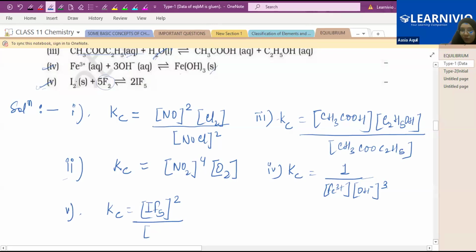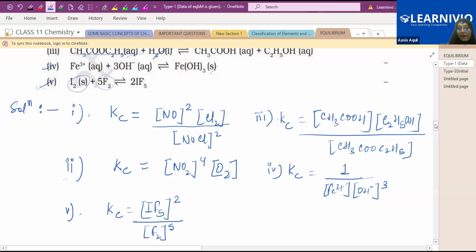Why? I just told you, it's a pure solid, so it's only F2 by 5, concentration of F2 raised to the power 5. You will not consider the concentration of I2 because it's a pure solid. As I told you, the pure solid concentration is always taken as unity. Now, clear to everyone? Yeah, ma'am.